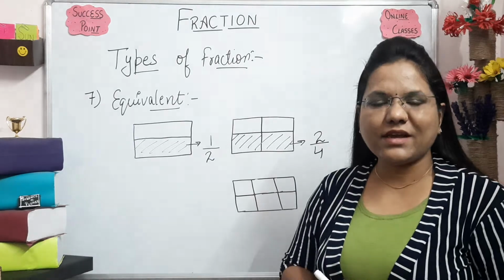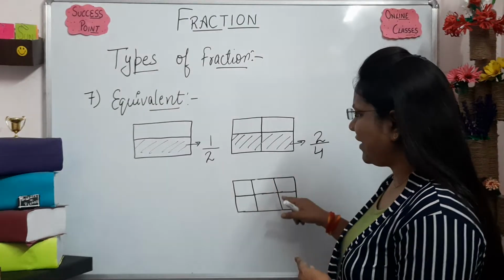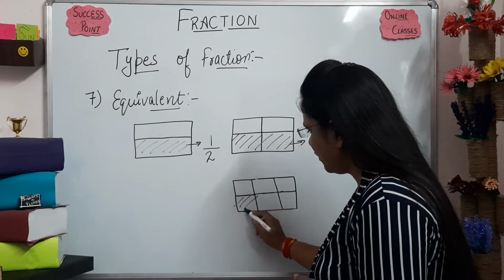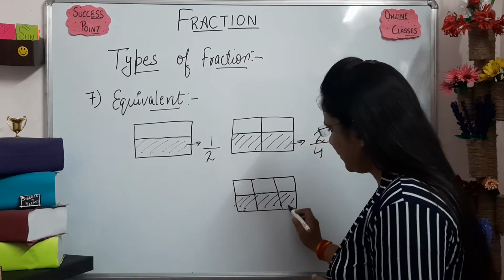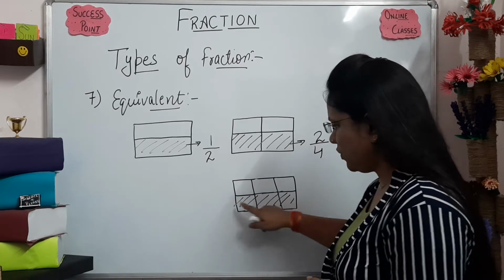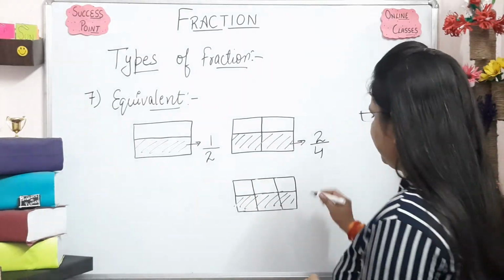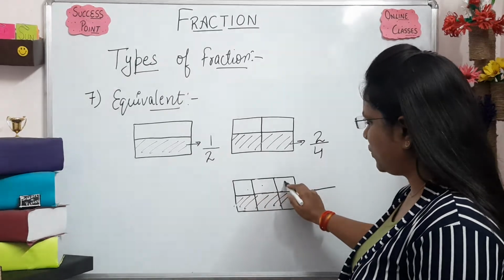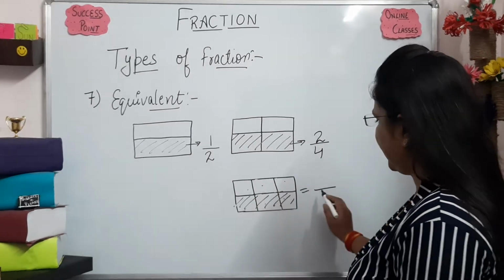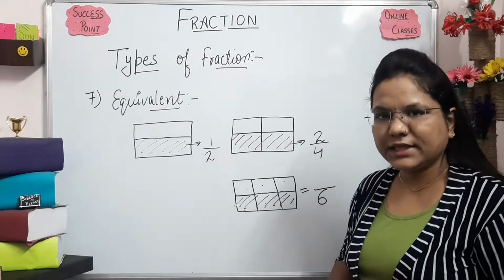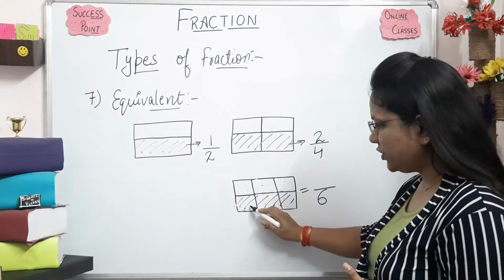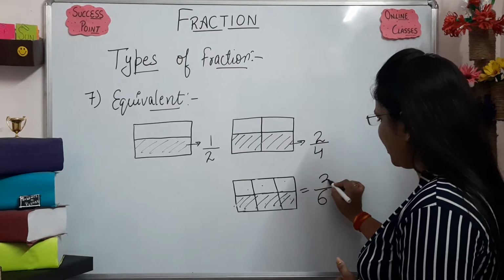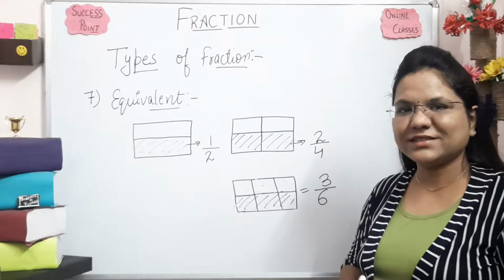Okay, so this time we have the same chocolate, but I divide it into 6 parts. So how many parts do I want to give you? I want to give you 3 parts. So what is the fraction for this one? Total it will be 6. Now the shaded part will be 3 by 6.